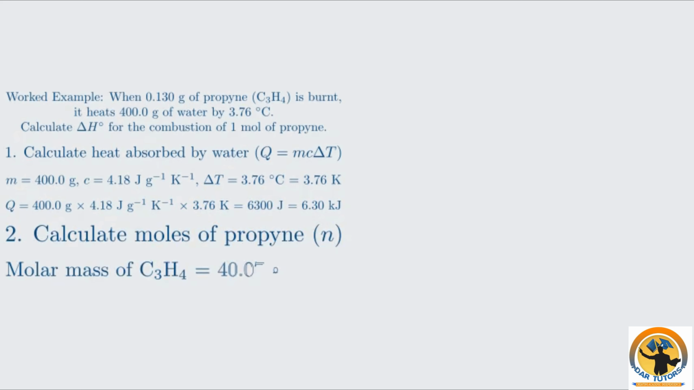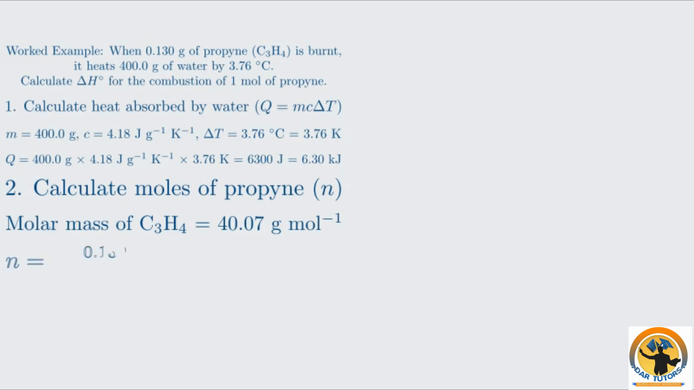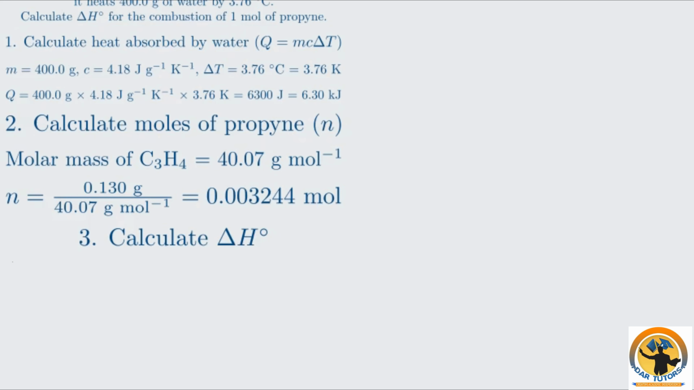Next, calculate the moles of propyne burned. The molar mass of C3H4 is 40.07 grams per mole. Moles equals 0.130 divided by 40.07, which is 0.003244 moles. Finally, we calculate delta H naught. The question asks for the enthalpy change per mole of propyne, which is the stoichiometric coefficient. We use the Q value in kilojoules and divide by the moles of propyne. Delta H naught equals negative 6.30 divided by 0.003244, giving negative 1940 kilojoules per mole.